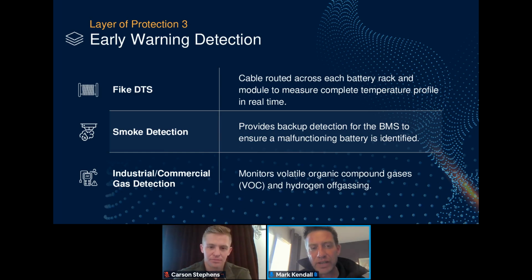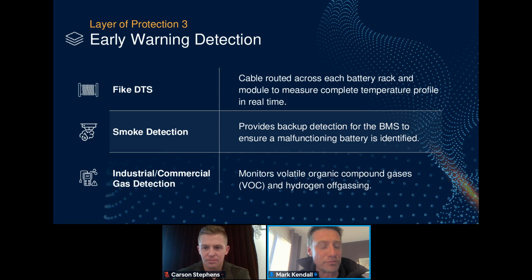But like I say, if we were looking for heat, something like a fiber optic linear heat detection, a digital temperature sensing system, could be employed, which uses a fiber optic cable to measure the temperature generally every half a meter. Those can be routed around the batteries or the modules, the container itself, and allow us to build up temperature profiles in real time.